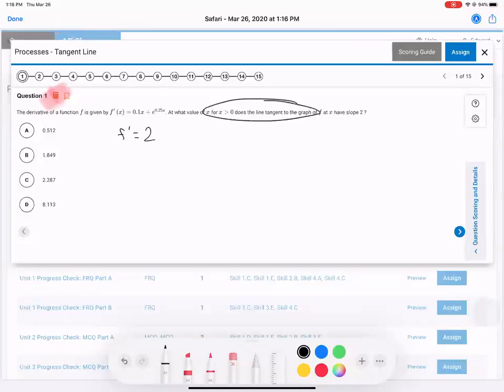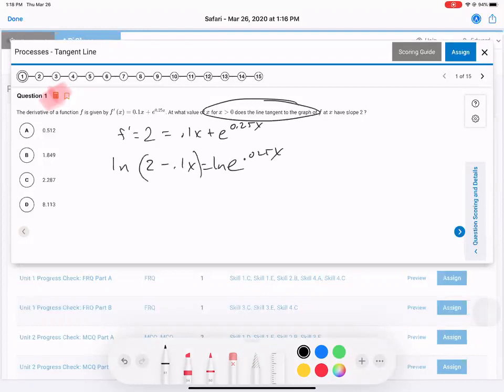Okay, we're going to make f prime equal to 2 in this problem. So this is equal to 0.1x plus e to the 0.25x. Solving for x, let's say 2 minus 0.1x equals e to the 0.25x. And the problem is, if I natural log both sides, it doesn't really help.